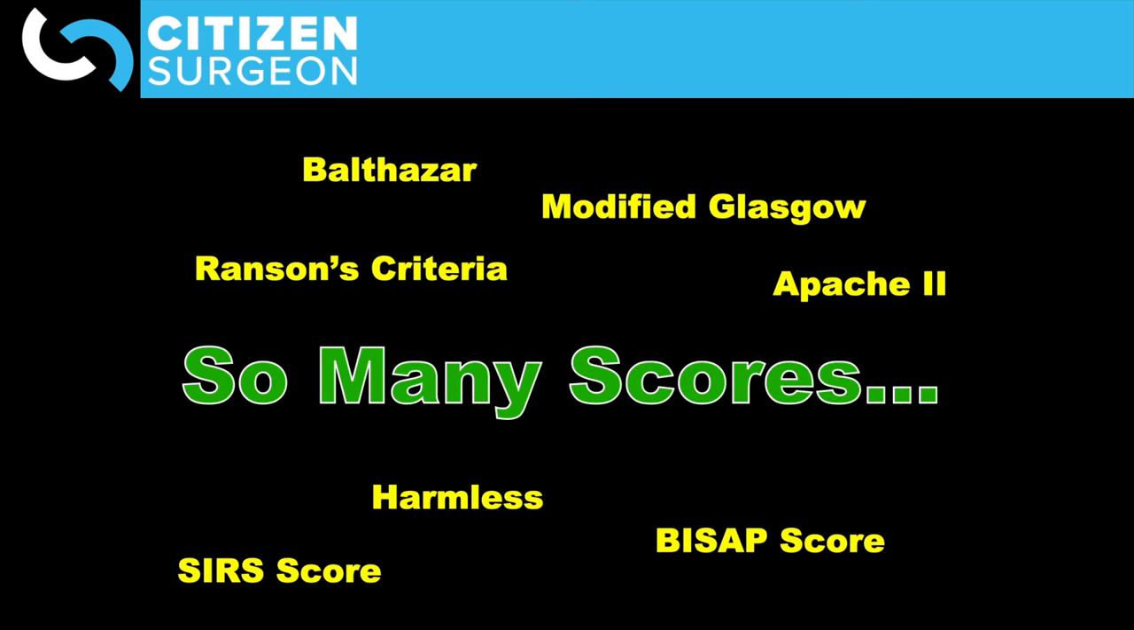All right, we've got the Balthazar score. That's also called the CT Severity Index. We have Ranson's criteria. I'm going to go through that in just a second. We've got the Modified Glasgow score. We have the Harmless score. We have the BISAP score. There are so many different scores that it's difficult to know which one to use. And furthermore, which ones are actually useful. Okay, so I'm going to go through that after I go through some of these scores.